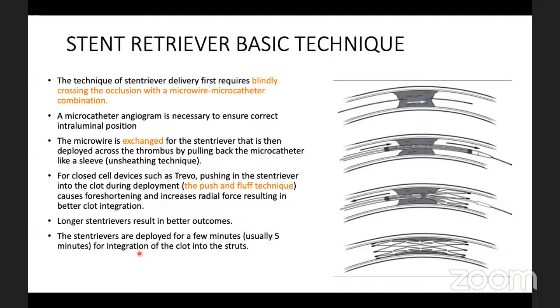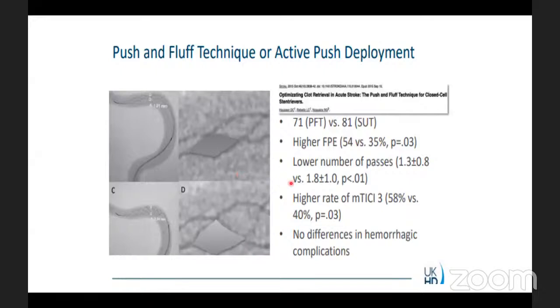The stent retrievers are deployed for a few minutes, usually 5 minutes. For Solitaire, it is written 2 minutes, and for Trevo, it is written 5 to 7 minutes. It's called the incubation period, the time required for the struts to engage the clots. So after this, the clot can be taken out as a system. This is just a comparative analysis for Trevo, the push and fluff technique and the standard unsheathing technique. They found that PFT was better than SUT in the Trevo stent retriever, with a higher recanalization rate.